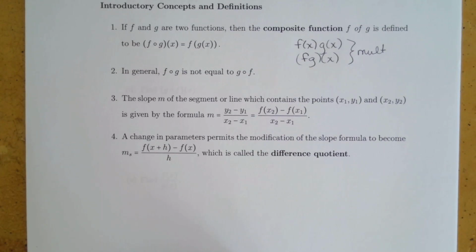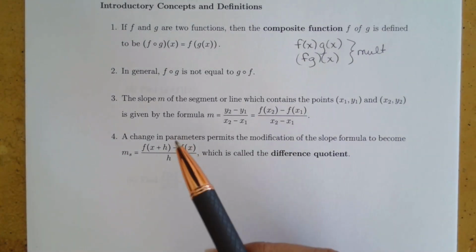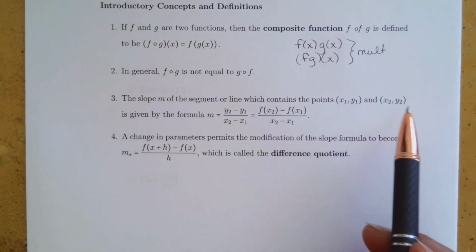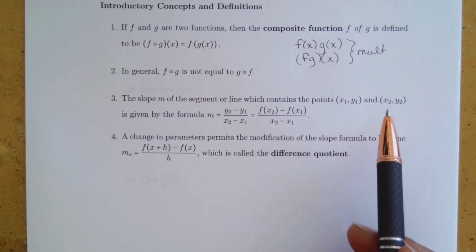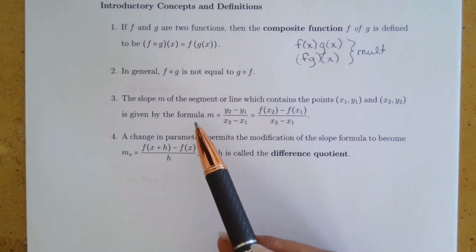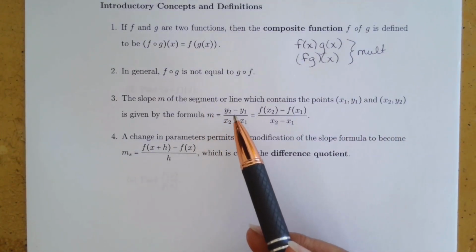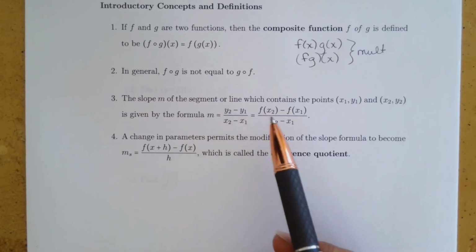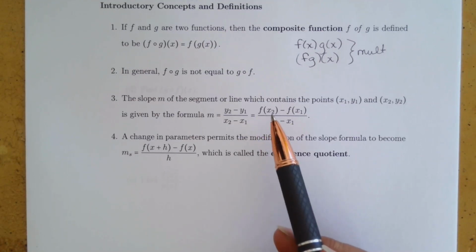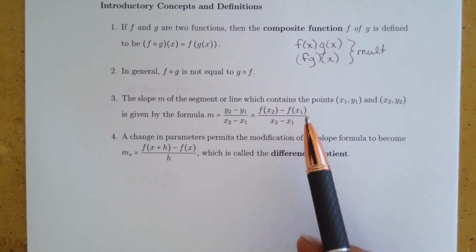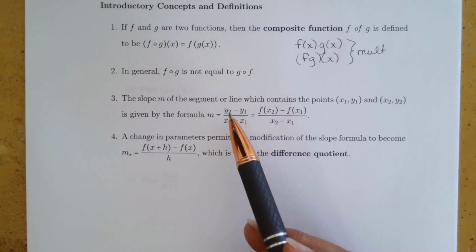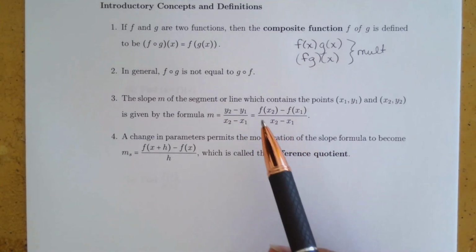Number 3 we need in order to get to number 4. Number 3 says, the slope m of the segment of a line which contains the points x1, y1 and x2, y2, remember, that's point 1, point 2, is given by the formula m equals y2 minus y1 over x2 minus x1, or you can replace the y's with the function notation f of x sub 2 minus f of x sub 1. Those are exactly the same thing. Remember, you can replace the f of x's with y's. We talked about that in the last section.